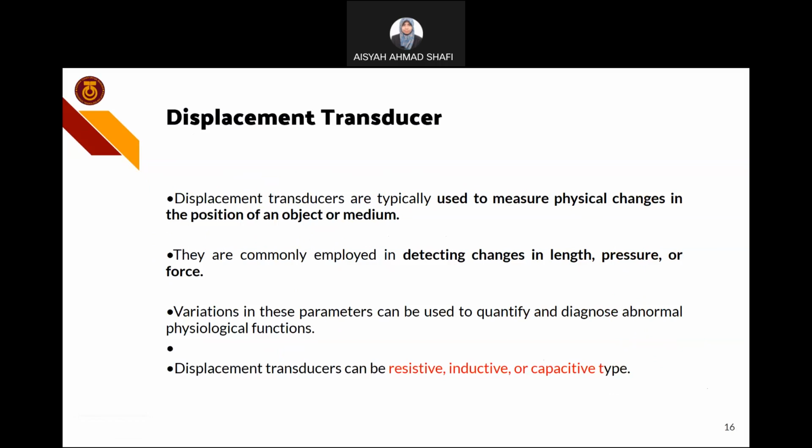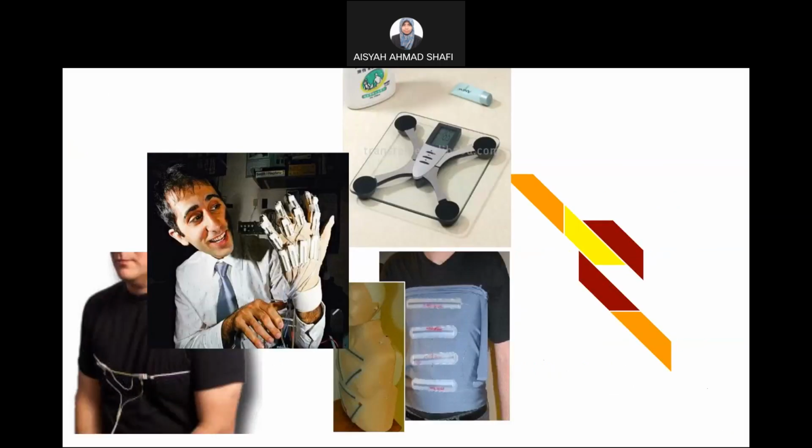So variation in this parameter can be used to quantify and diagnose abnormal physiological function. Displacement transducer can be resistive, inductive, or capacitive. Some examples of the displacement transducer detect the changes of length, pressure or force.